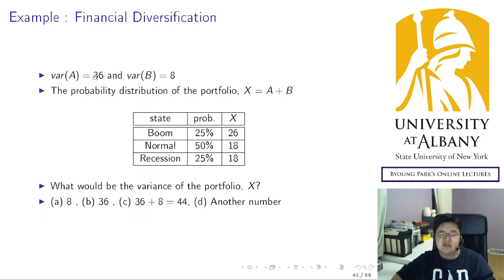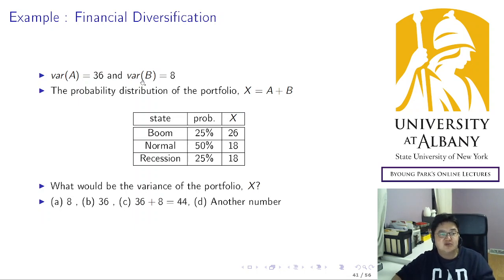Based on the same probability distribution, if you calculate the variance, you can find that the variance of A is 36 and the variance of B is 8. So B, as you can see, is much safer than A. A smaller variance is better for investors.